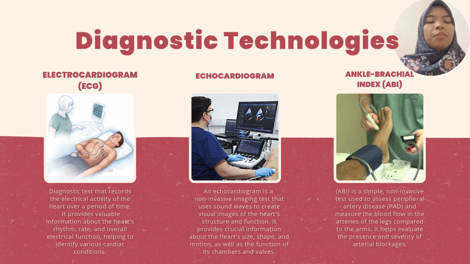So next is ABI. ABI is ankle brachial index. It is a simple non-invasive test used to assess peripheral artery disease (PAD) and measure the blood flow in the arteries of the leg compared to the arm. It helps evaluate the presence and severity of artery blockage.